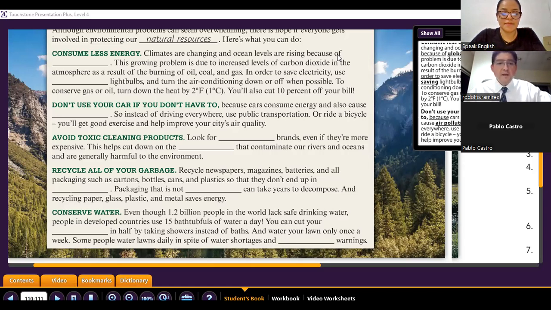I think these toxic chemicals contaminate our rivers and oceans and are generally harmful to the environment. Very good. Excellent. Can you think of any toxic cleaning product that you have heard of? Well, let me think. I have a very clear idea about one of them, but I can't remember the name in English. Do you remember the name of that chemical product used to keep the pools clear? Bleach. Cloro bleach. Exactly. This is one of the most, well, poisonous chemicals for animal life and human life too. Yeah. Okay, very good. Excellent.